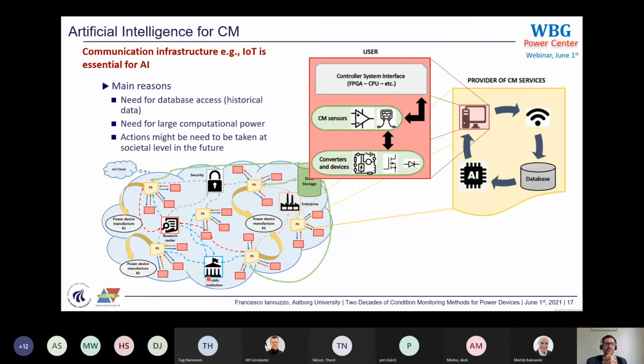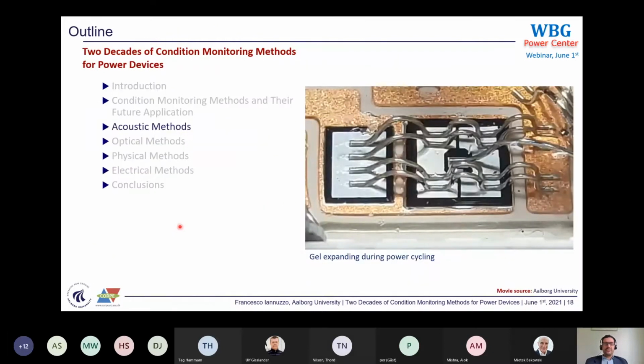So we have to think of condition monitoring as a brick of a very big system, which is going to build up very, very fast, I would say. Let's dig a little bit more into details and move to the first one, which I would like to propose today, which is the acoustic method. Again, I hope you can see the animation here.